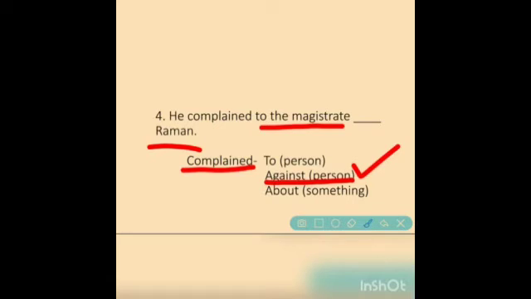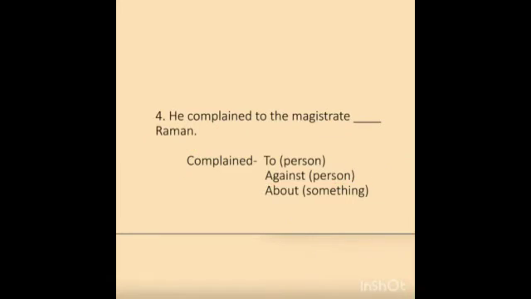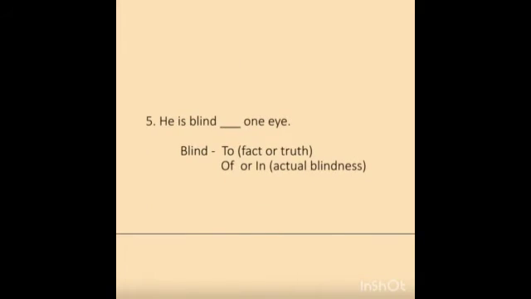I hope it's clear. Let's move forward. He is blind dash one eye. Now students, many students make a mistake in this sentence because they think that he is blind with one eye. With seems appropriate. But let me tell you, with is absolutely wrong.